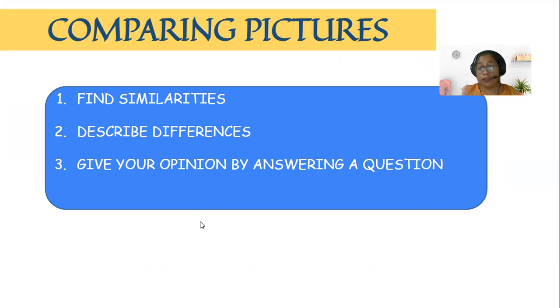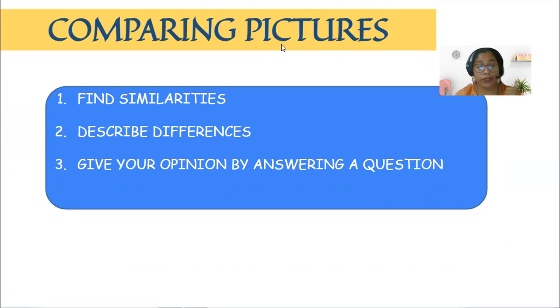Don't worry, but if you can take notes of the process for comparing pictures, please take notes, okay? Find the similarities first. Second, describe the differences. And third, give your opinion by answering a question. Great. So now we know the correct process. Okay, how we will face this task.